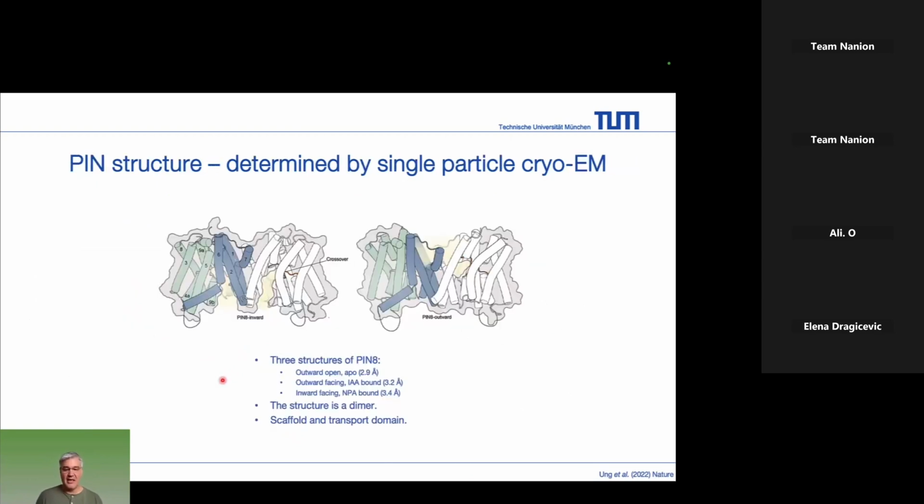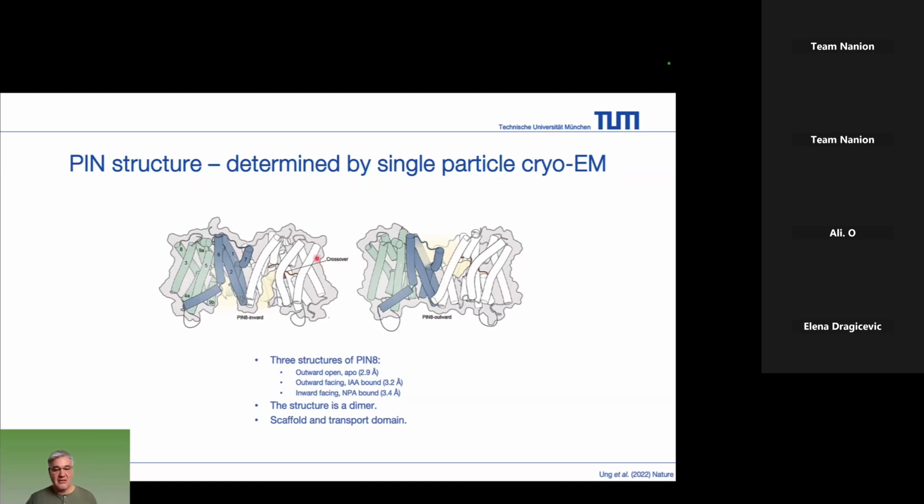And so they went on and could determine the structure of the PIN proteins by single particle cryo-electron microscopy. They got 3 structures: outward open APO without the substrate bound, IAA bound outward facing, and inward facing with a well-described and long-known inhibitor of auxin transport. And what you can see here is, this here is the inward open configuration. This is the outward open structure. And you can see that there is no passage through the protein in the inward open configuration, and there is no passage here through the protein in the outward open configuration.